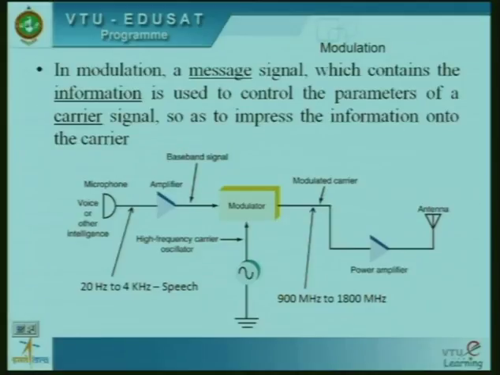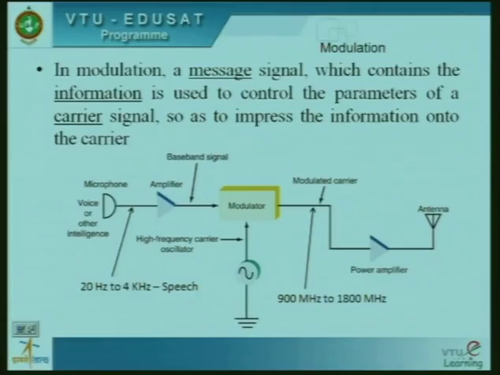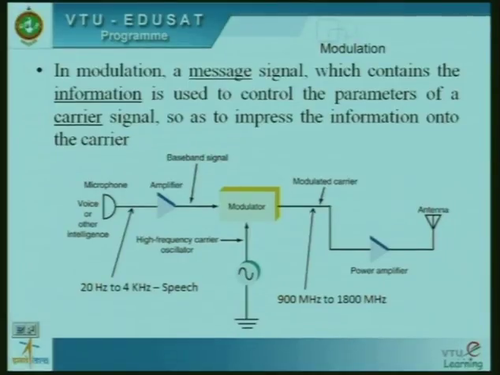As I mentioned in my previous class, a microphone captures an incoming signal, which is a physical quantity, in a frequency range of 20 Hz to 4 kHz. The microphone takes this signal, converts it into electrical data, and then it is given to an amplifier so that the signal strength is improved. The output of the amplifier is again in the same frequency range of 20 Hz to 4 kHz, and we call this the baseband signal.